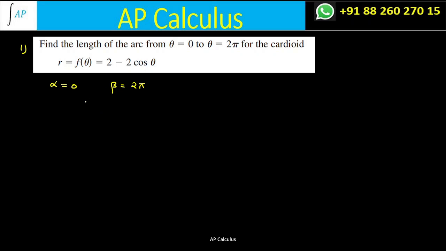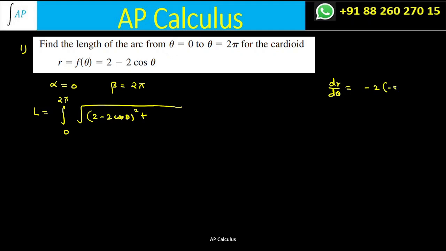Now r is also given. So the length of the arc will be from 0 to 2 pi square root of r square. R square means 2 minus 2 cos theta whole square plus the differentiation of this. Now what is dr over d theta over here? If you differentiate this, differentiation of 2 will be 0 and cos theta differentiation is minus sin theta. So basically it becomes 2 sin theta. So it will be 2 sin theta whole square. Now we just have to evaluate this thing.